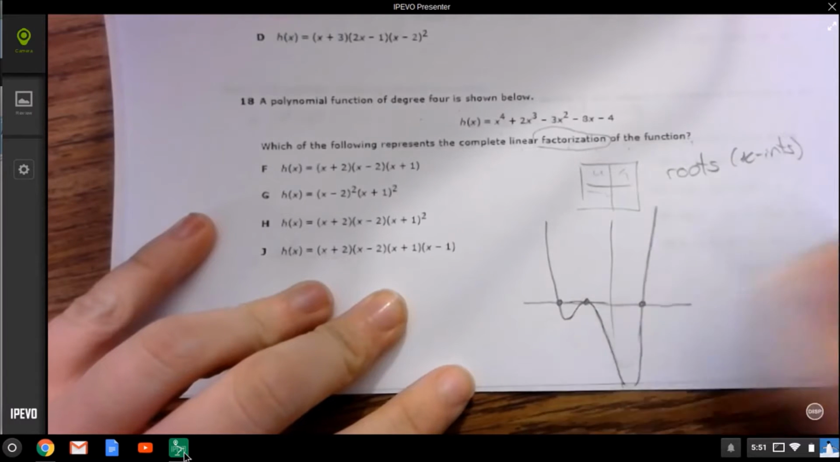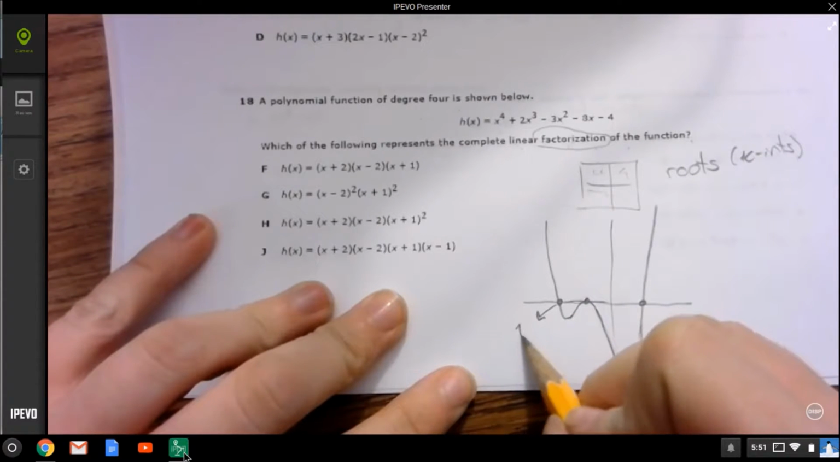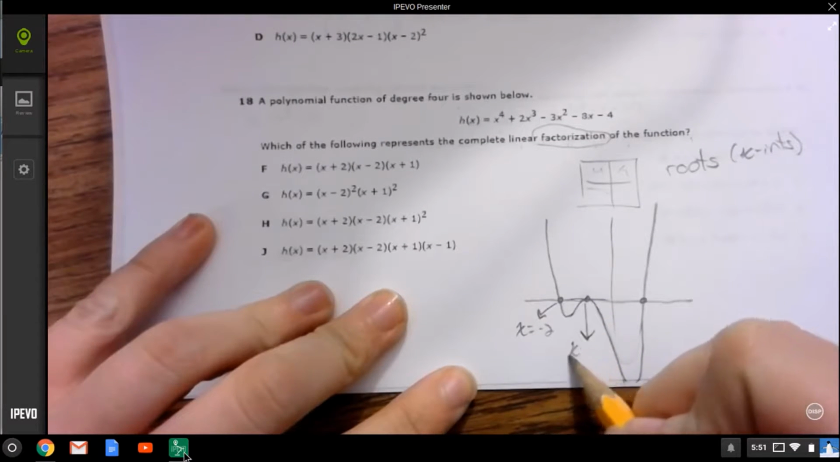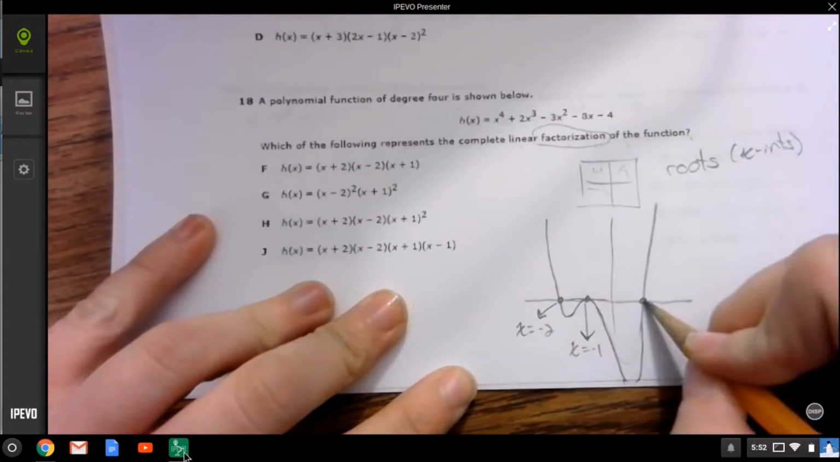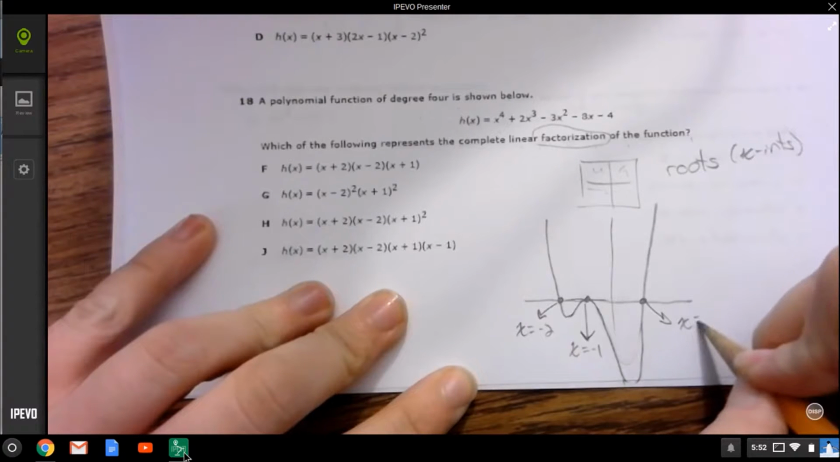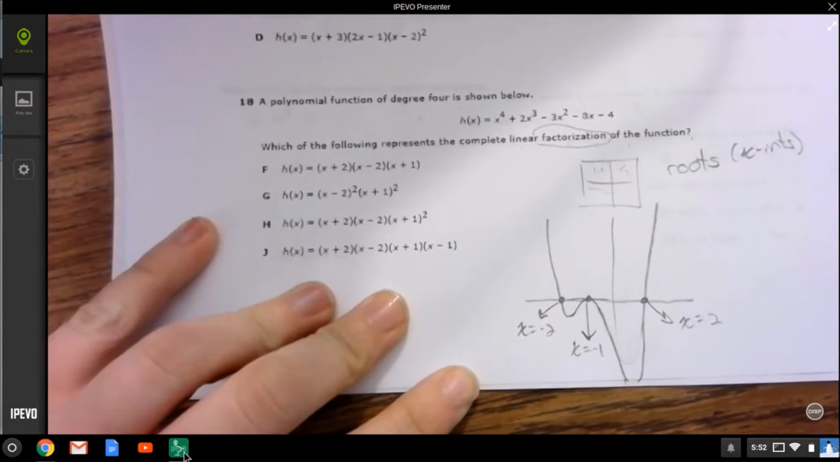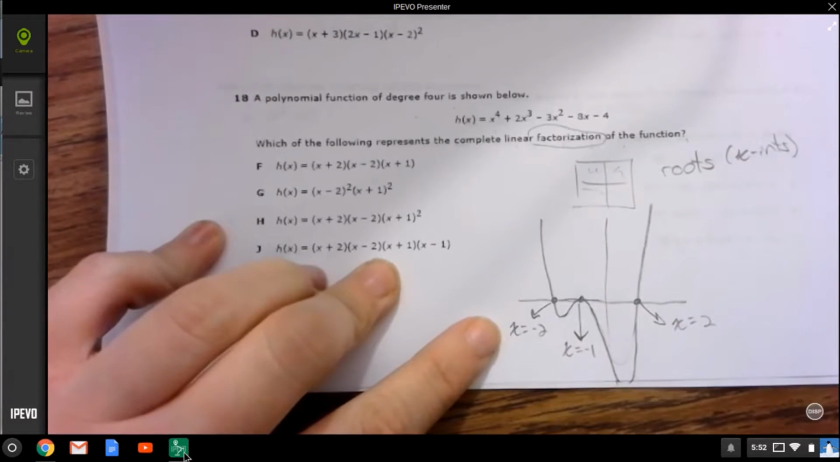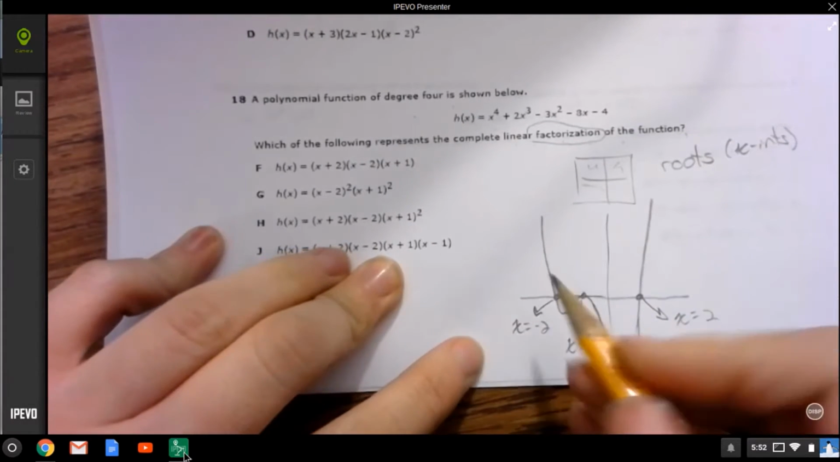And I've got my roots. I've got x equals negative 2. I've got x equals negative 1. And I've got x equals positive 2. So those are my roots. So remember that if I have my root and I need to find my factor, I just have to flip the sign.